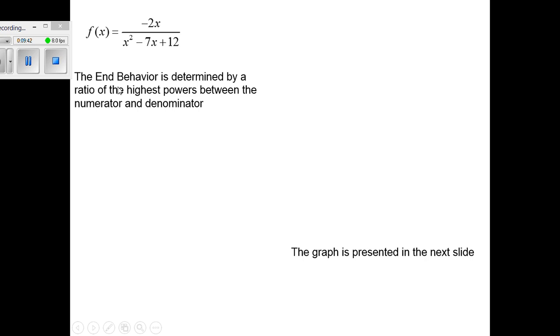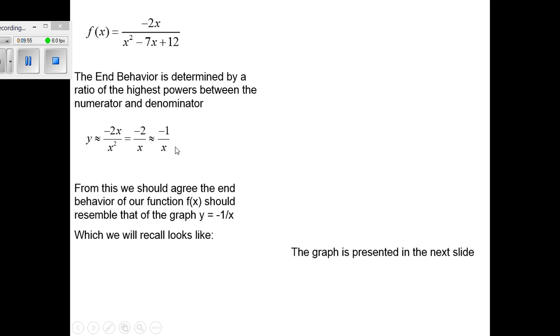Okay, here's another one. Our ratio of the highest powers top and bottom is 2x over x squared. So that's going to behave like 1 over x. Again, it's bottom heavy, meaning higher power in the denominator. Going to behave like 1 over x in the long run. So our horizontal asymptote is approaching 0. As I say here, the end behavior is determined by the ratio of highest powers between the numerator and denominator, which here says it's going to behave like 1 over x.